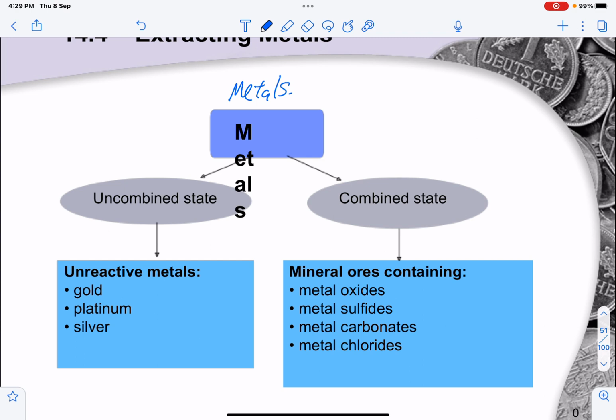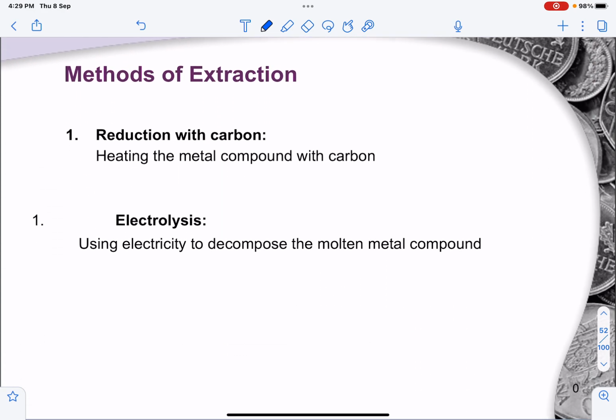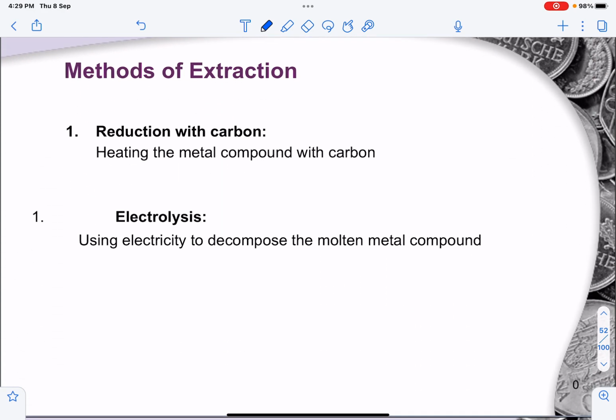Whereas for the combined state, it doesn't just contain the metal, but also a lot of other materials or mineral ores like metal oxides, metal sulfides, carbonates, and chlorides. So there are some ways to extract these metals from the original ore, which is by reduction with carbon, depending again on where its reactivity position is with respect to carbon, and heating the metal ore with carbon. The next one we look at is electrolysis, to pass electricity to decompose the molten metal compound and then of course to extract it.